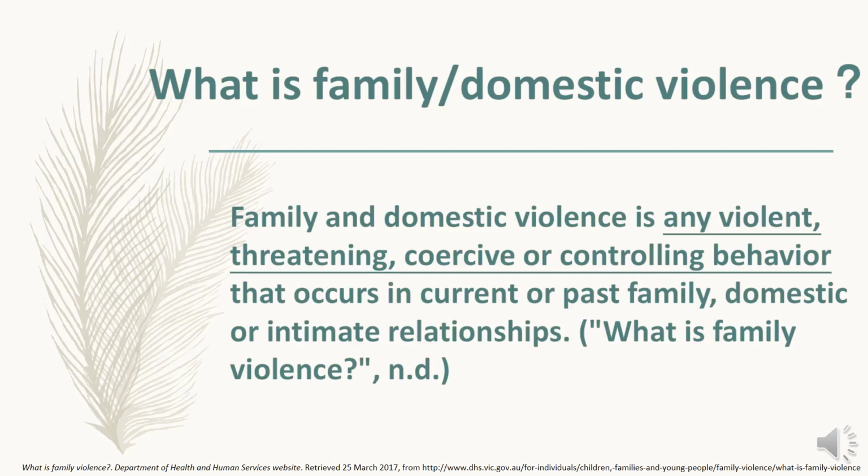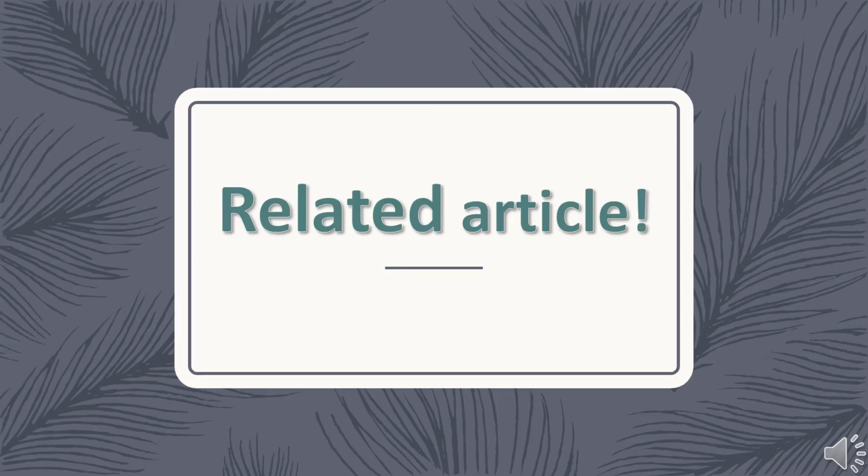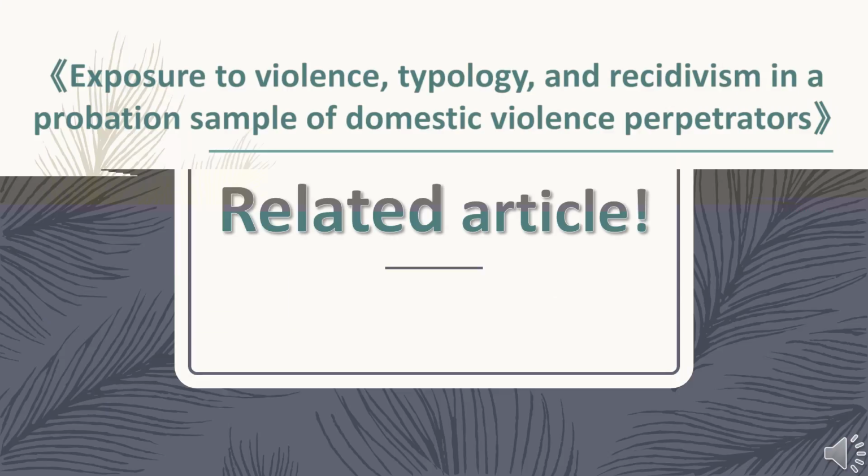According to the Department of Health and Human Services, family and domestic violence is any violent, threatening, coercive or controlling behavior that occurs in current or past family, domestic, or intimate relationships. Let me introduce an article that relates to this topic. Finding some related articles helped me understand this topic better.